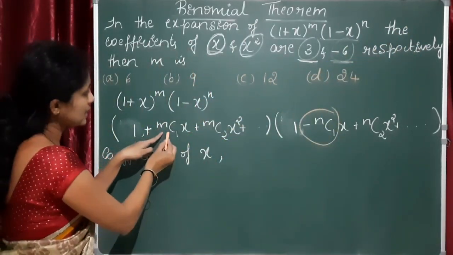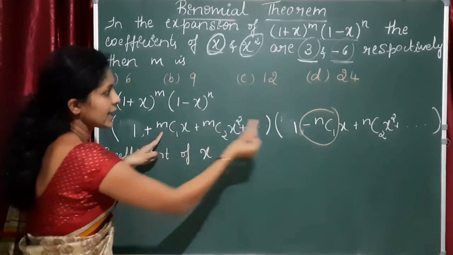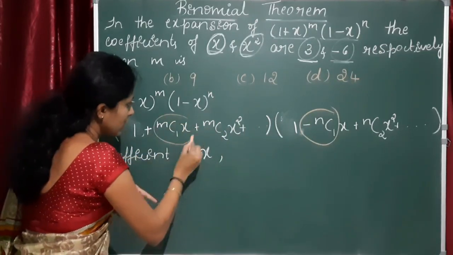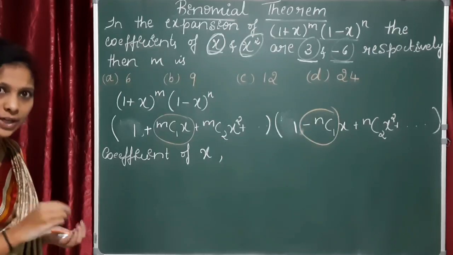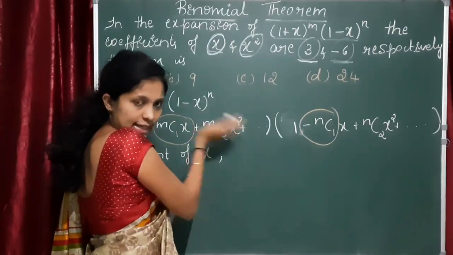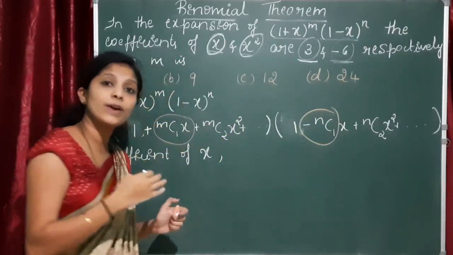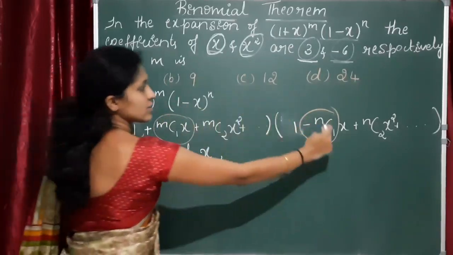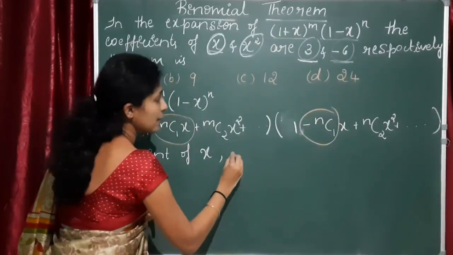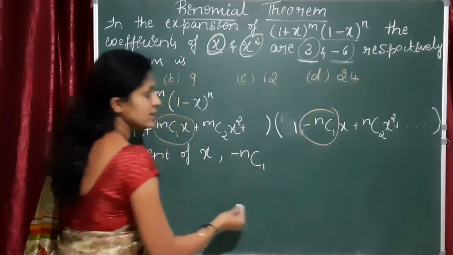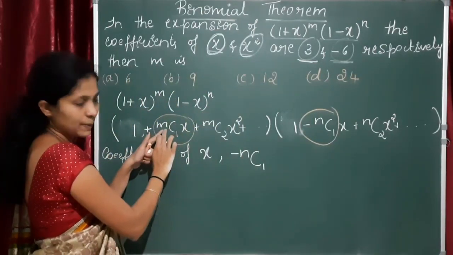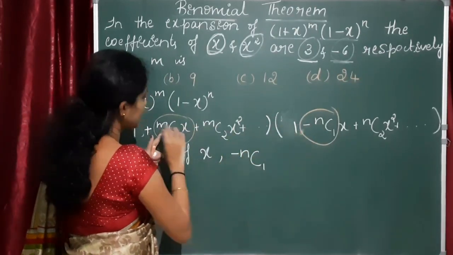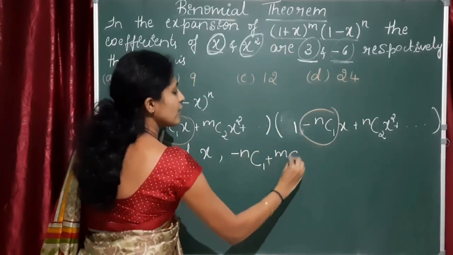Another one: if I multiply with this one, mc1x into 1, this will be mc1 into x. Again, we will get a coefficient of x. Two terms are possible. I hope you are getting it. You just need to multiply each and every term with that one. So you have to find the coefficient of x. Here if I multiply 1 with this one, I'll get the coefficient of x, so it will be minus nc1. Then x square is there; leave that. Now if you multiply mc1x into 1, we get mc1. Plus mc1, I hope you are getting it.